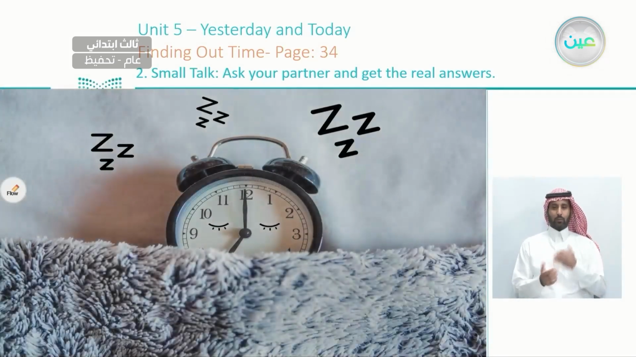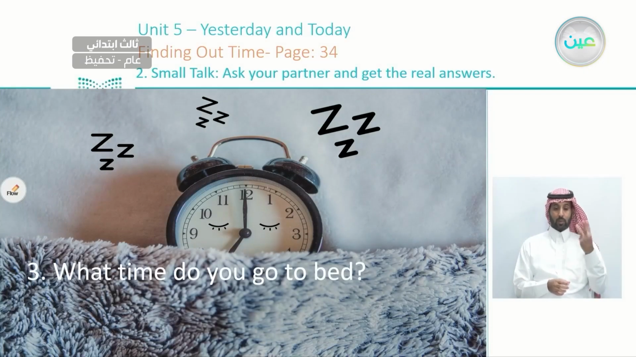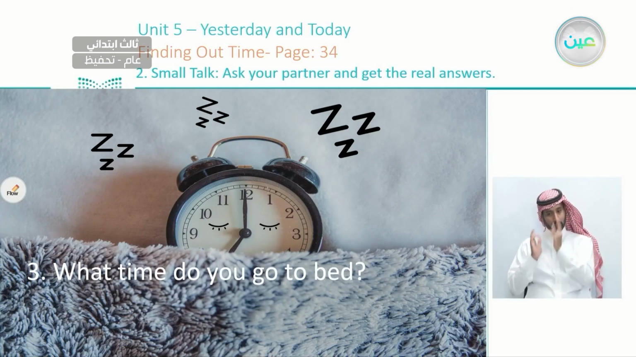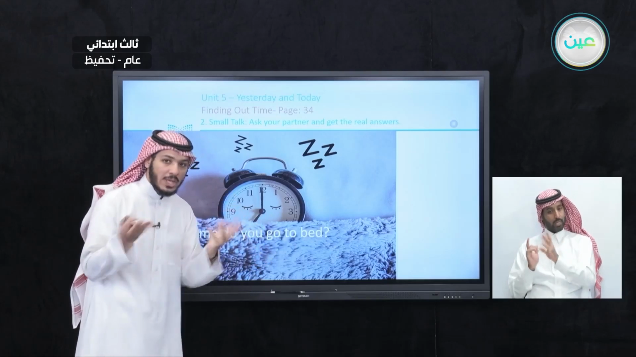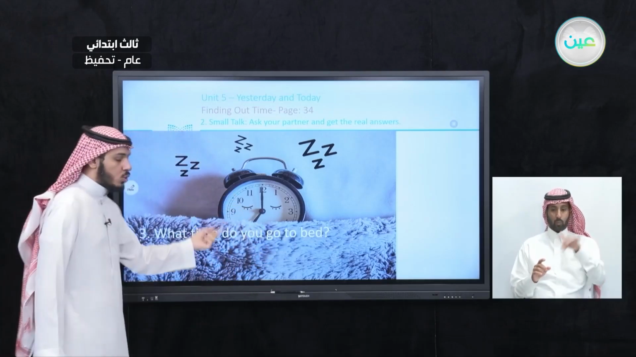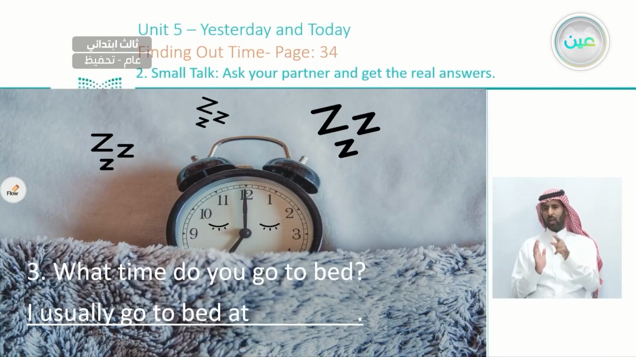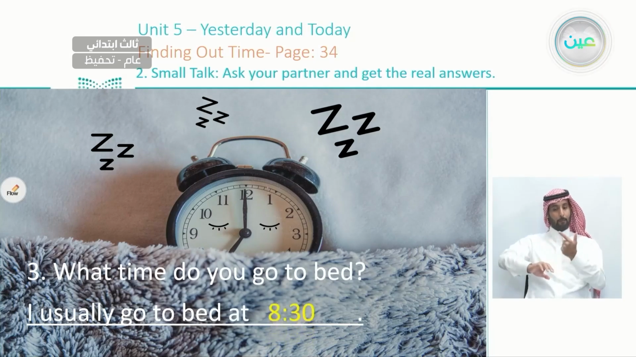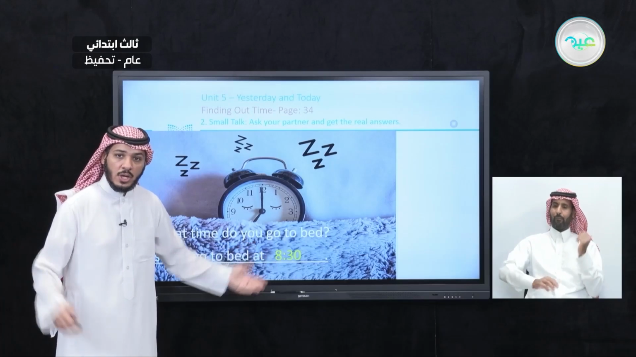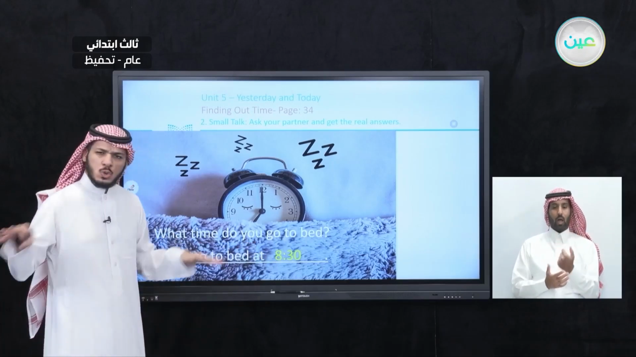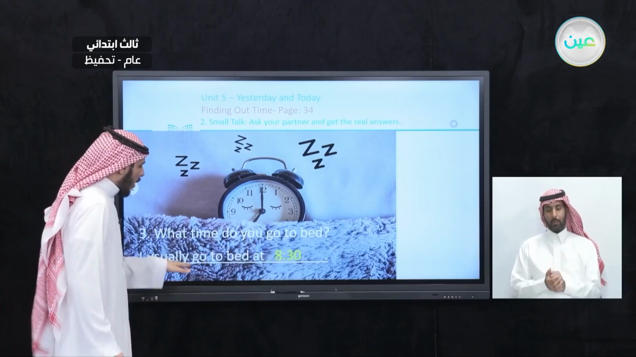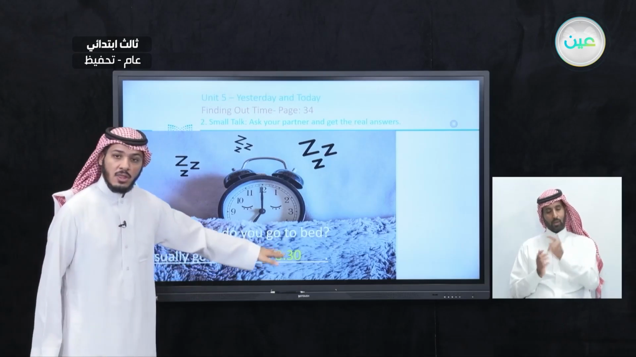Okay, now we have number 3 here. What time do you go to bed? Go to bed. Okay, you go to sleep. What time do you go to bed? So you can say, I usually go to bed at, for example, 8:30, or for example 9 o'clock, 9:30. Okay, so I usually go to bed at 8:30.